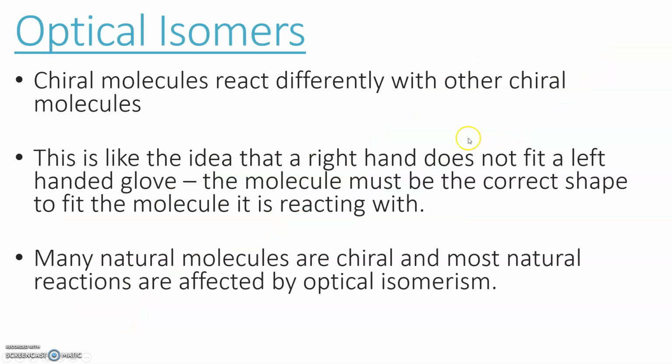The other thing is that chiral molecules react differently with other chiral molecules. It's like the idea that a right hand does not fit a left-handed glove. The molecule must be the correct shape for the molecule it's reacting with. So that's also a difference between enantiomers: some react differently with other chiral molecules because they fit.